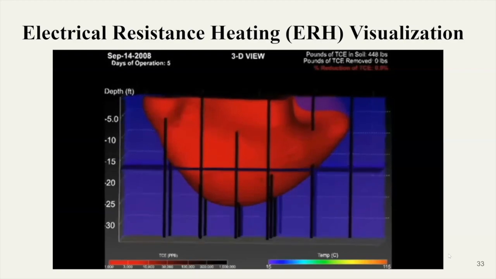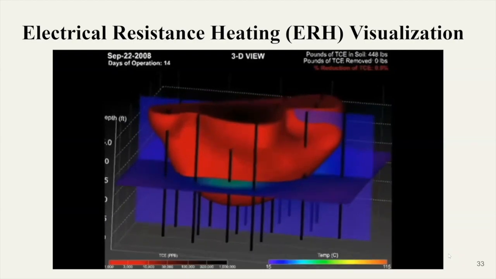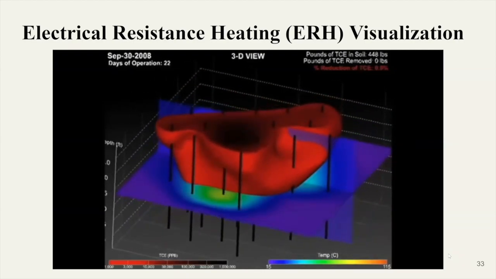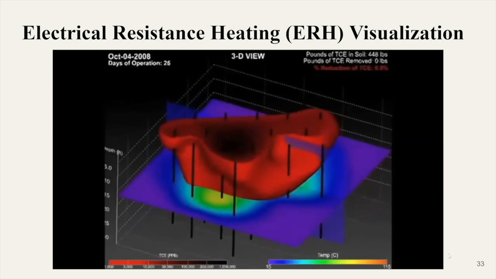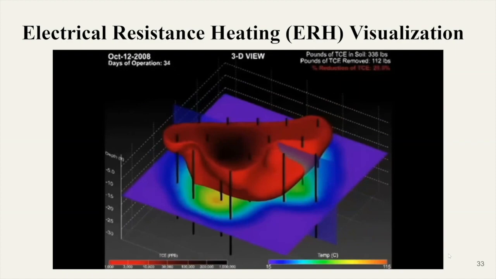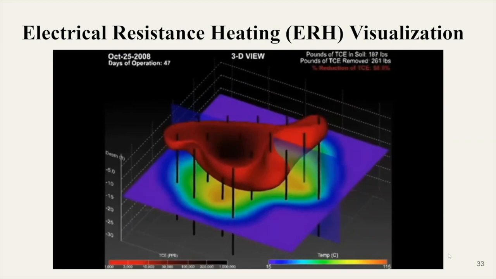The vertical black rods are the ERH electrodes that were co-located with recovery wells. The electrodes deliver energy into the subsurface and convey steam and vapors to the surface for treatment. The electrodes do not get any hotter than the surrounding soil. The days of operations and contaminant mass removed are in the upper left and right corners of the animation screen.